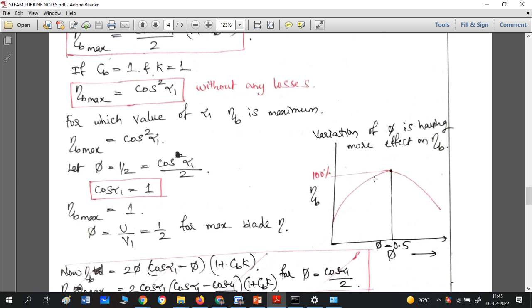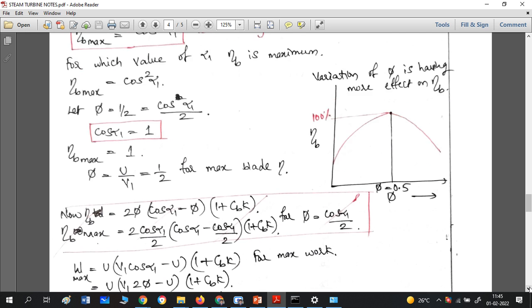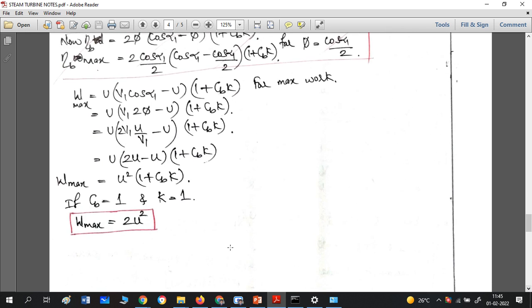So you can see here how the blade efficiency varies from minimum to 100%. 100% is possible when the blade speed is half of the fluid velocity in the general case, or the steam velocity. Later, using this again, I can say at what value the work done is maximum. So take this as homework: how to find out the maximum work done.